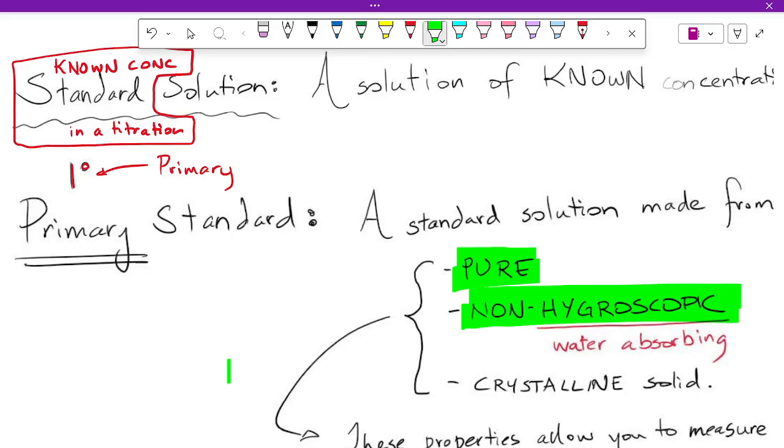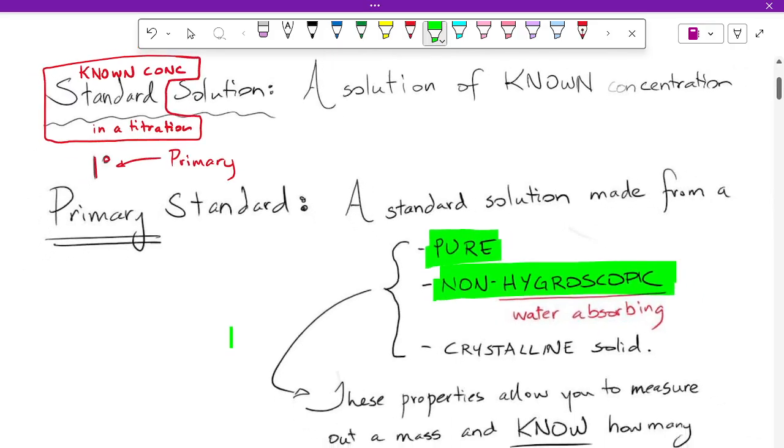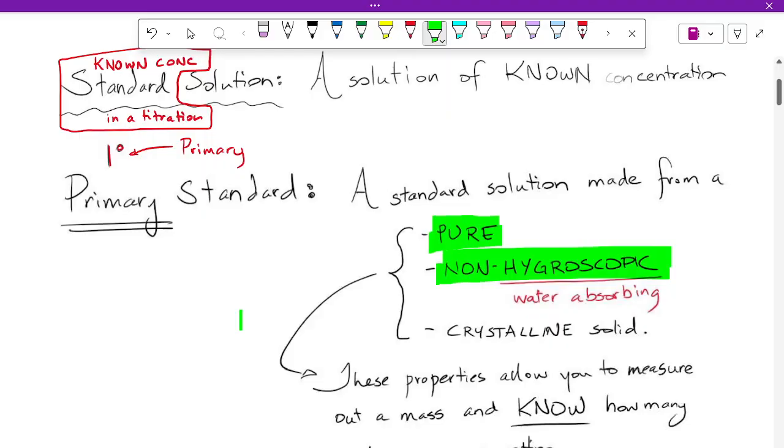No. So how on earth are we going to get some standardized NaOH when we can't just weigh it out and know how much we get? Okay. Well, what we're going to do is use a primary standard to find the concentration of our sodium hydroxide, which we only know approximately. So in order to be a primary standard, it has to be pure, it has to be non-hygroscopic, and it should be a crystalline solid.